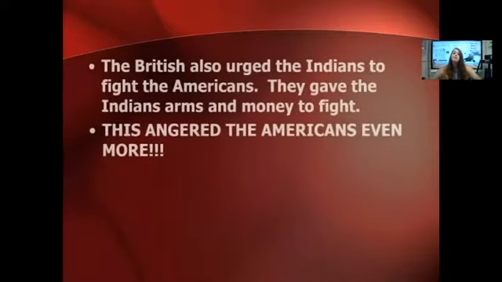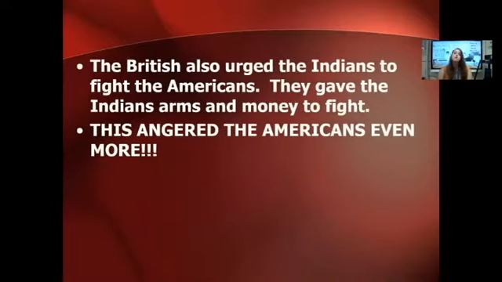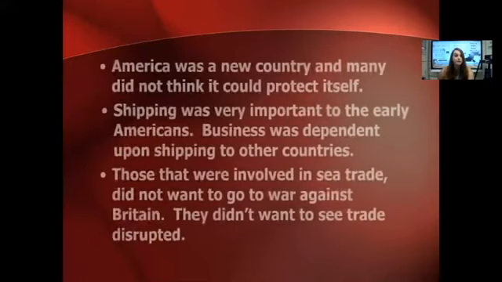And to top that all off, the British also encouraged the Native Americans to savagely fight Americans and attack towns and innocent people, women and children. And they even gave them arms and money to do this. And that really got under our skin.